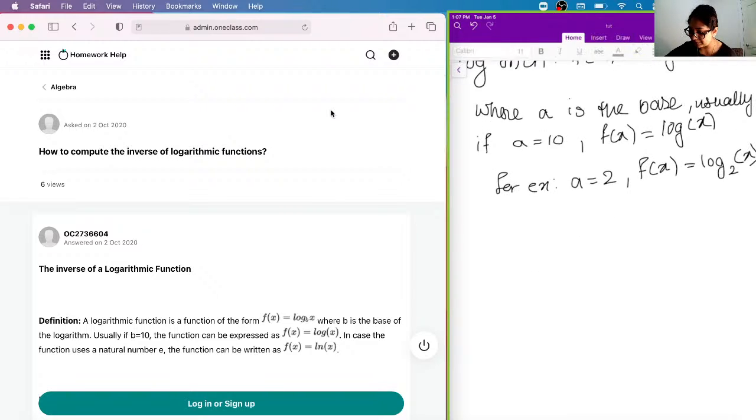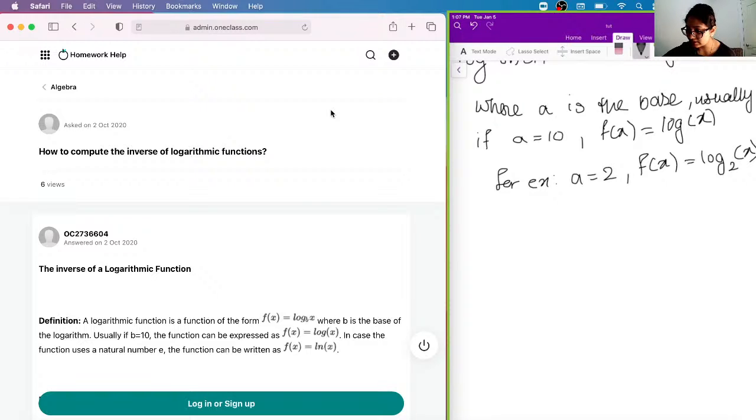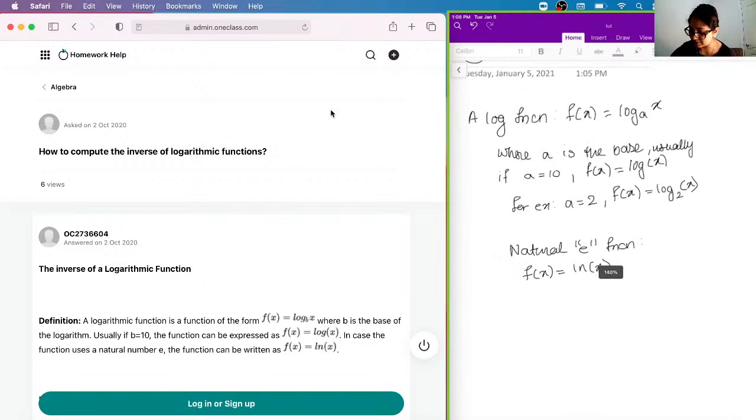In addition, when you're using a natural number, let's say a natural logarithm function or a natural exponential function, let's say the e function, which is the opposite of log, this function can be expressed as f of x is equal to ln of x. So this is basically the definition of a logarithmic function.